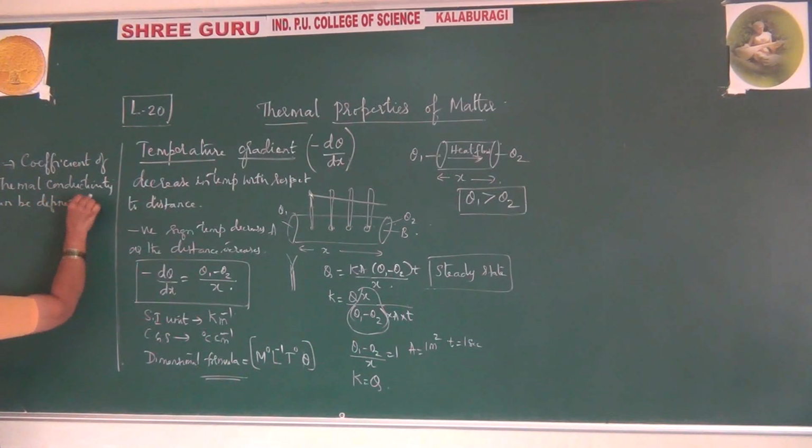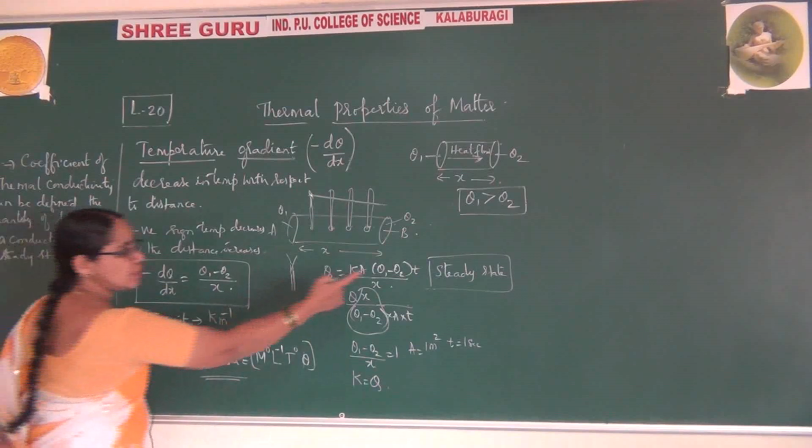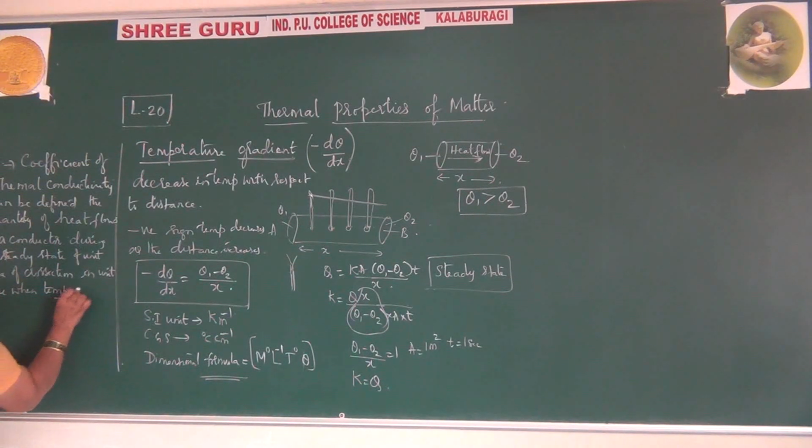as the quantity of heat, meaning Q, the quantity of heat that flows in a conductor during the steady state, of unit area of cross section, in unit time, when the temperature gradient is unity.